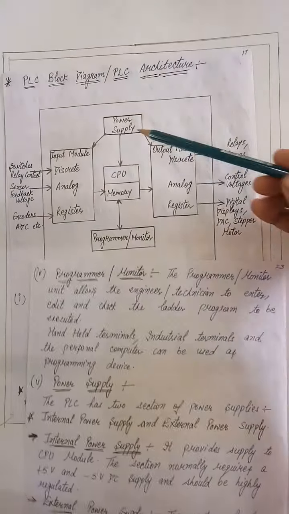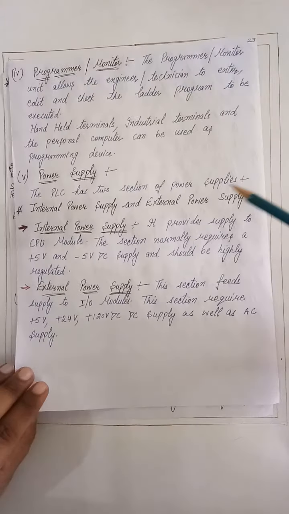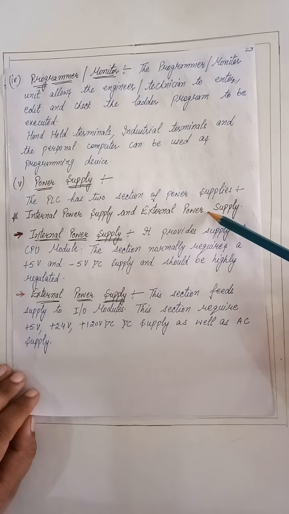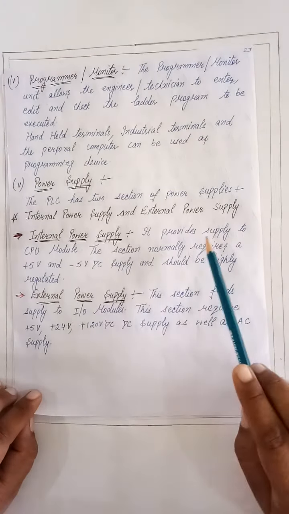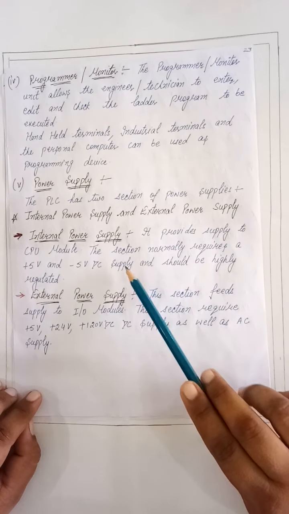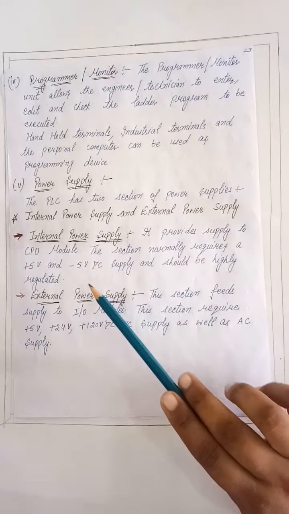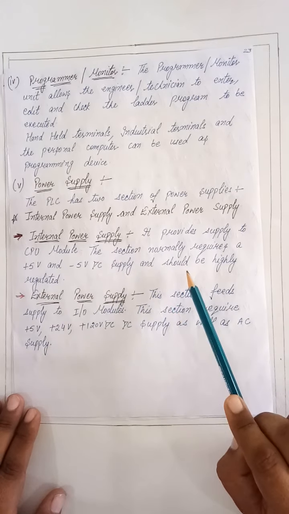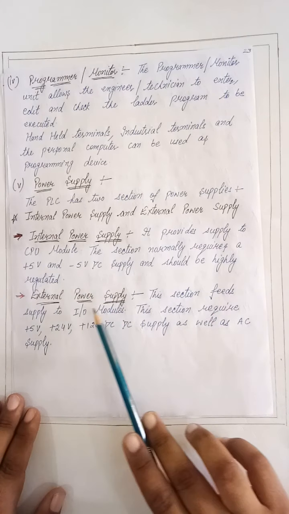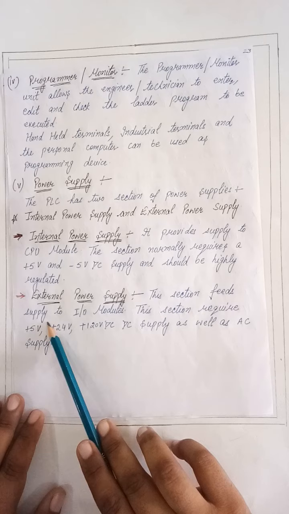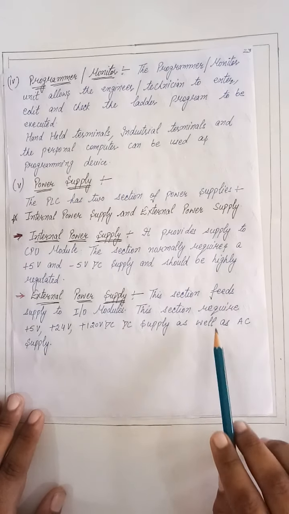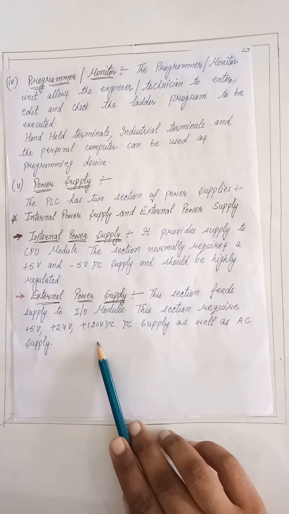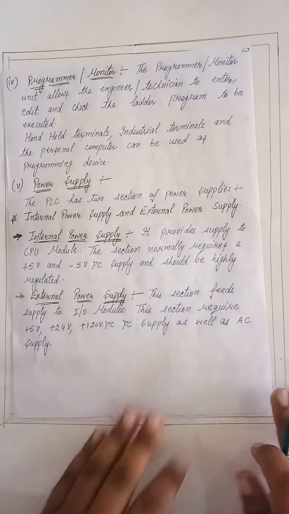Now the next block is power supply. The PLC has two sections of power supplies: internal power supply and external power supply. The internal power supply provides the supply to the CPU module. This section normally requires plus 5 volt and minus 5 volt DC supply and should be highly regulated. External power supply: this section feeds supply to the input-output modules. This section requires plus 5 volt, plus 24 volt, plus 120 volt DC as well as AC supplies.